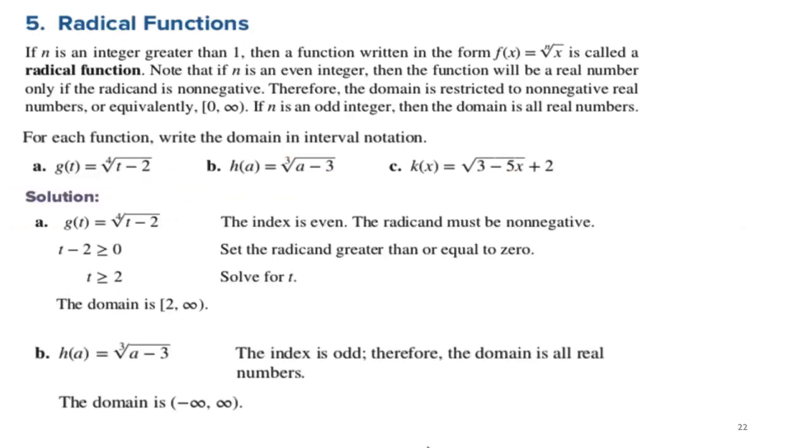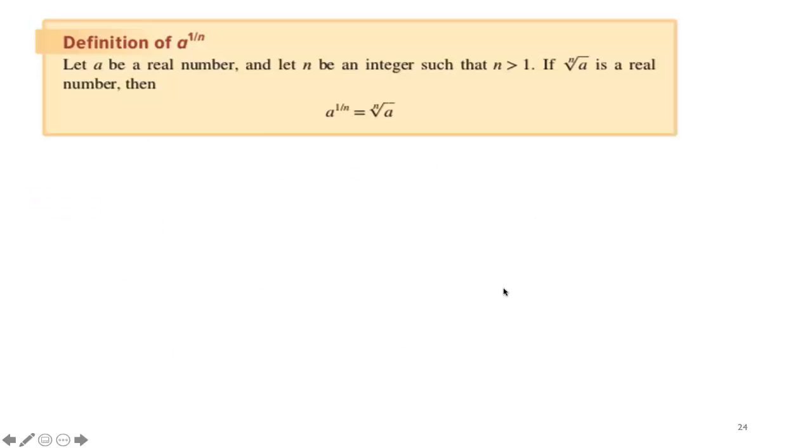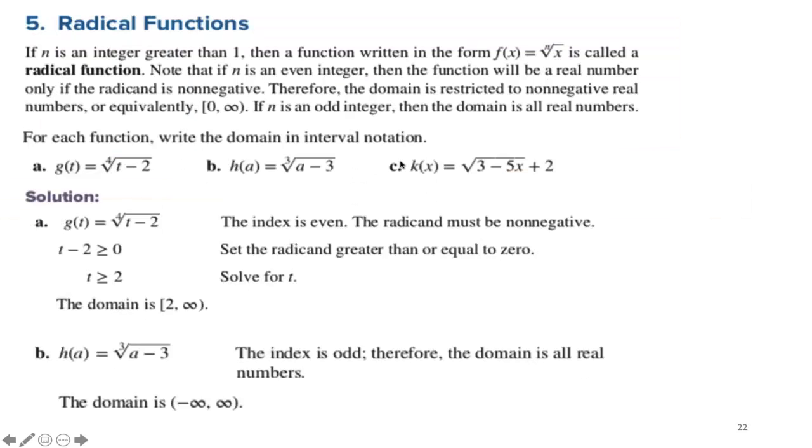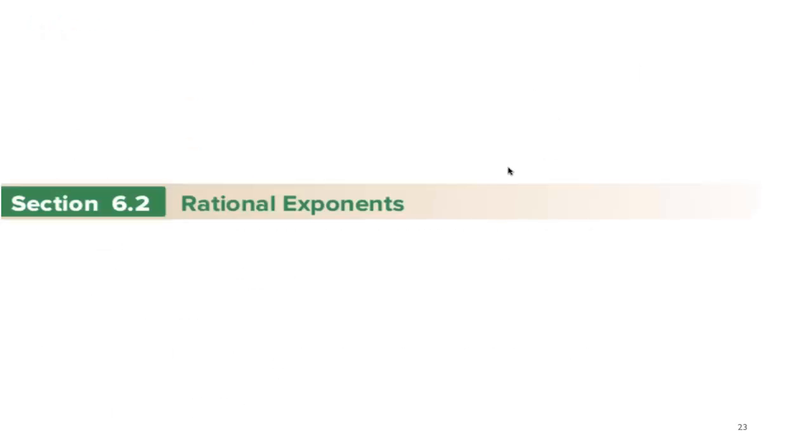And then I guess I forgot to have the slide for the next problem, which is part C, but it's the same deal. In other words, and I'll put the slides in once I upload the slides to Blackboard. But 3 minus 5x, we need that to be non-negative because this is an even root, and then solving that inequality will give us the domain of this function. So again, I'll post that later.